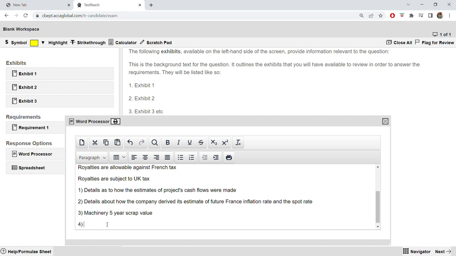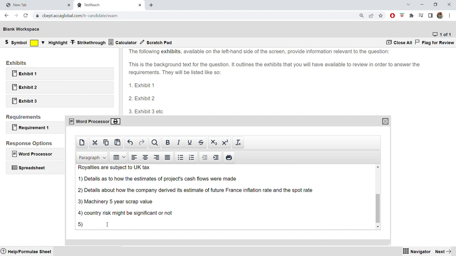Then fourth, whether or not the country risk might be a significant factor or not. This you have to take into account, country risk, especially if it's an international project. This is an international project. You have to take the country risk also. So country risk might be significant or not.